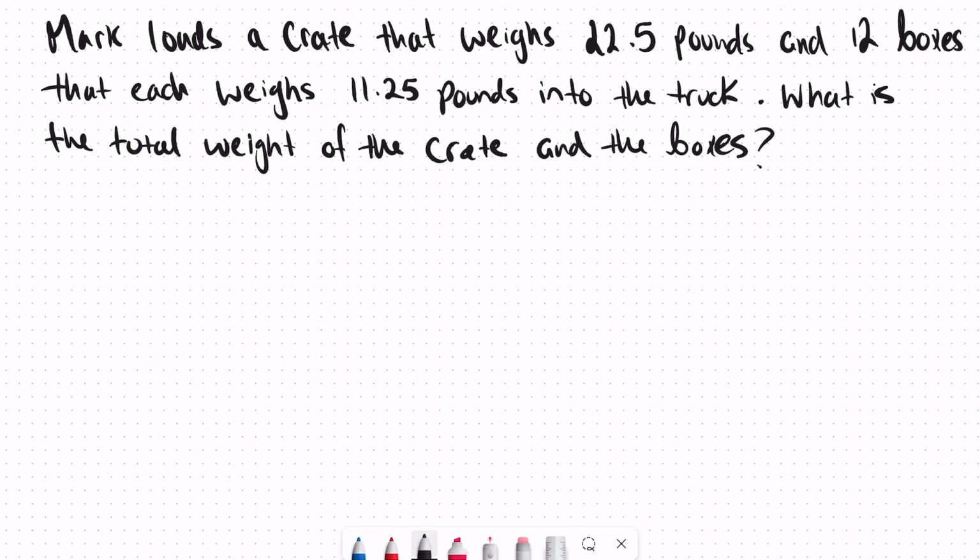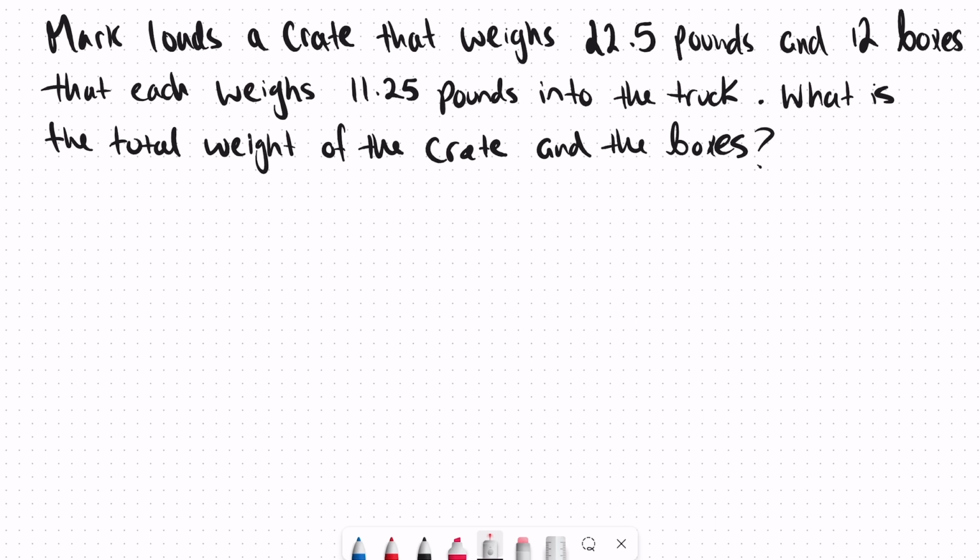All right, so here we have a word problem, and all we need to do here is translate the English into mathematics. Let's read the problem out. Mark loads a crate that weighs 22.5 pounds and 12 boxes that each weigh 11.25 pounds into the truck. What is the total weight of the crate and the boxes?